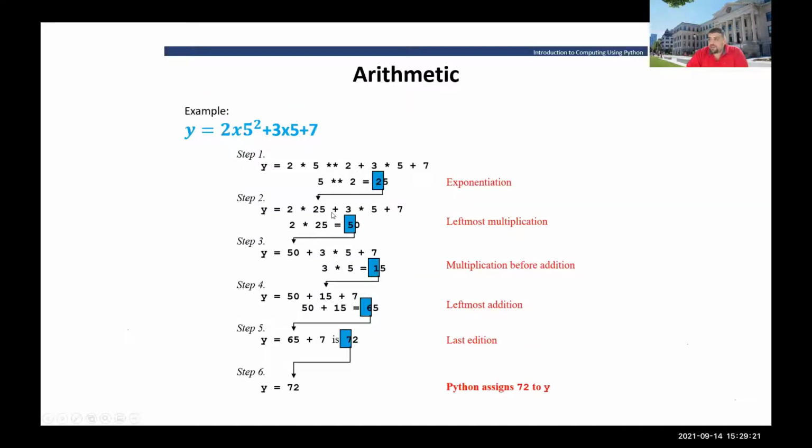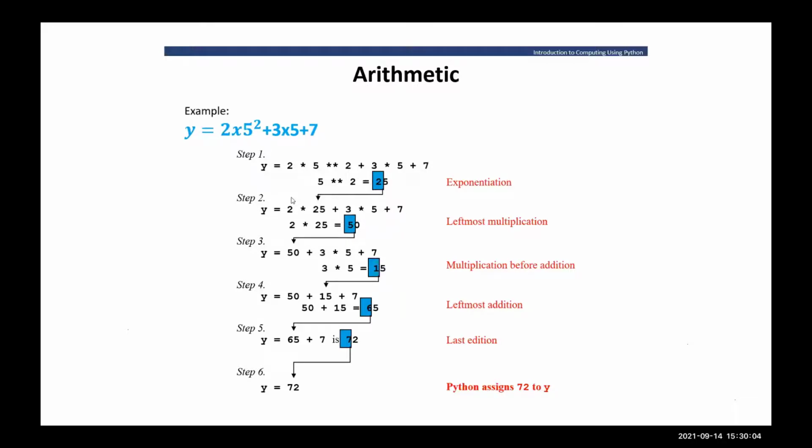Suppose that we have a mathematical expression: 2 multiplied by 5 to the power 2 plus 3 multiplied by 5 plus 7. Which one will be executed first? 5 to the power 2, the exponent. So I'm going to calculate 5 to the power 2, which is 25, and then place it in my mathematical expression. Now I have 2 multiplied by 25 plus 3 multiplied by 5 plus 7.